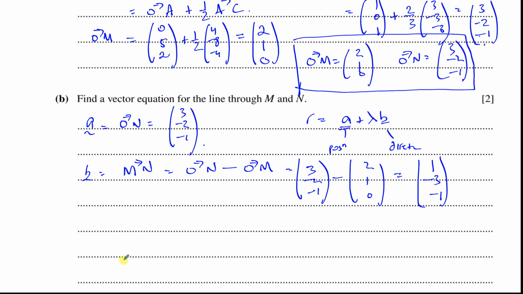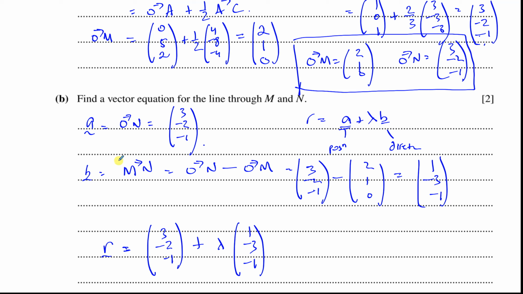Okay, so when I now write down my vector equation of the line through M and N, I'm going to have a position vector of a point on the line, which is (3, -2, -1), plus lambda times the direction of the line, which is (1, -3, -1). That's a vector equation for the line.